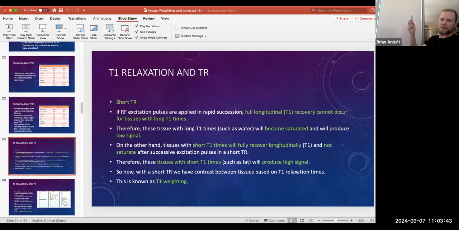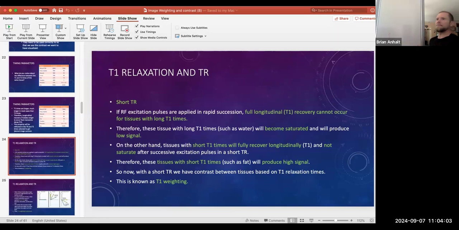So, let's say this is water. Excite, boom. We allow for a small period of time for longitudinal recovery to occur. Water takes a long time to recover. We excite again. Water will not produce a lot of signal, right?